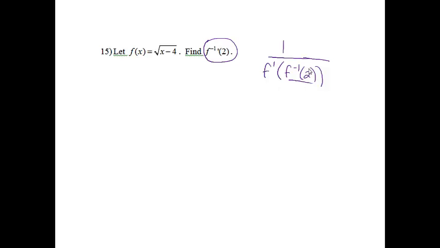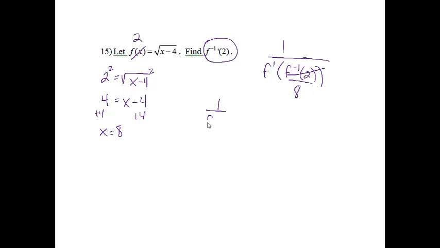Remember, if x is 2 on the inverse, it's the y on the original function, so we're going to plug that in for our y value. So we'll get 2 equals the square root of x minus 4. I'm going to solve for x, so I'll square both sides. I'll get 4 equals x minus 4. If I add 4 to both sides, I get x equals 8. So we have just found that the inverse is equal to 8.